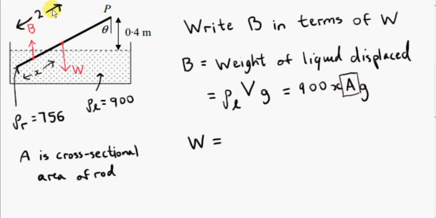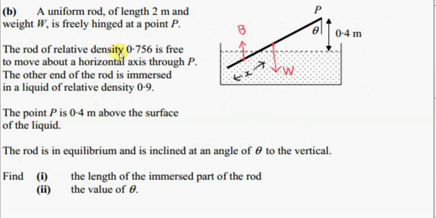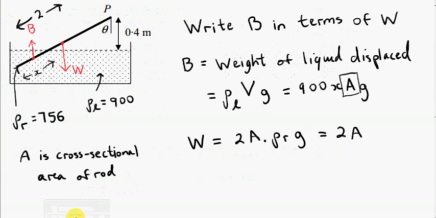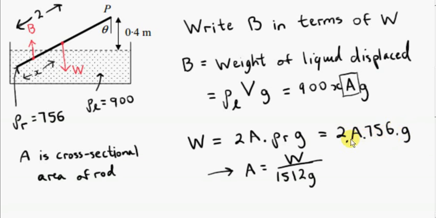We were given that the entire length of the rod is 2, so if we multiply 2 by the cross-sectional area, we'll have the volume. This is the volume of the rod, and if we multiply the volume by the density of the rod, we'll have the mass of the rod, and then multiply this by G to get the weight of the rod. We were given the relative density of the rod, 0.756, multiply this by 1000 to get the density of 756. Now we rearrange to get A because we want to eliminate A.